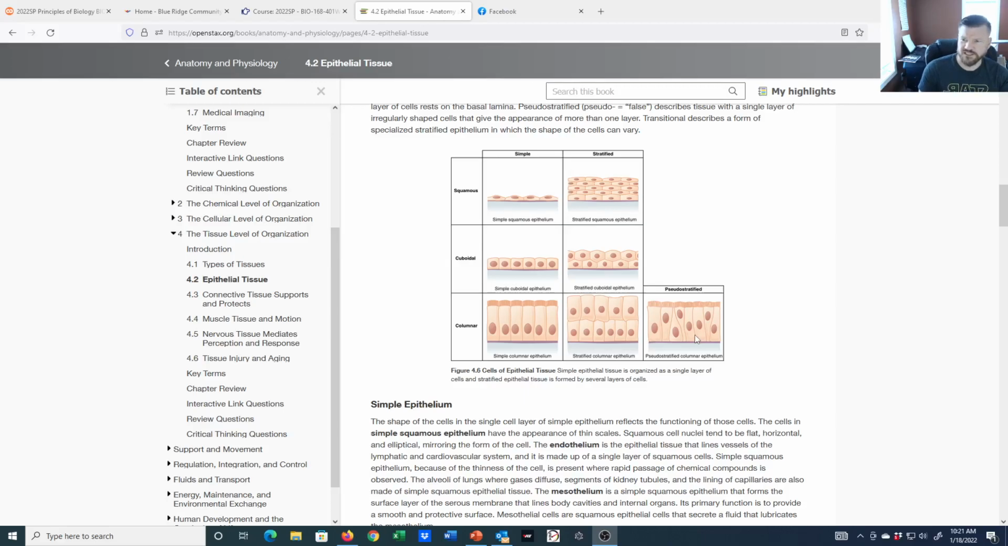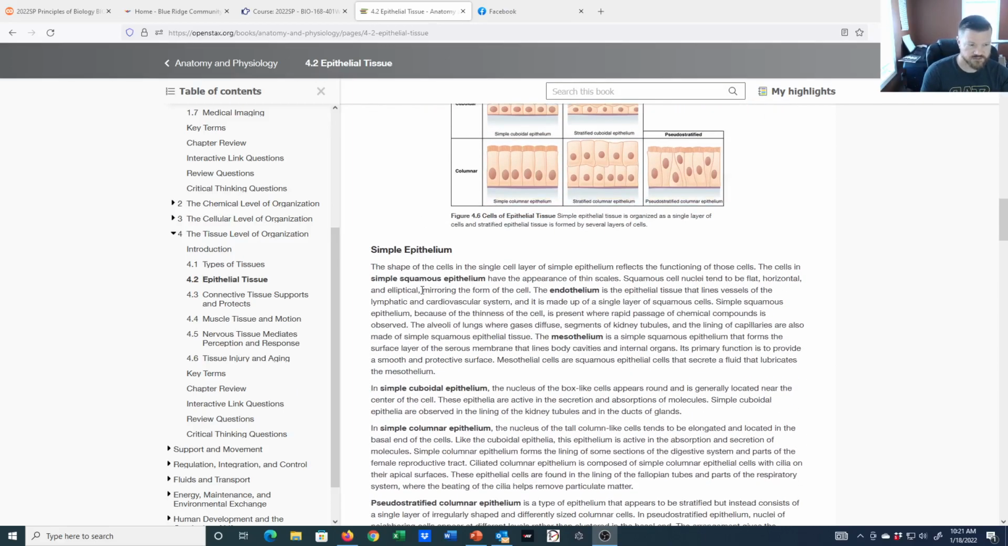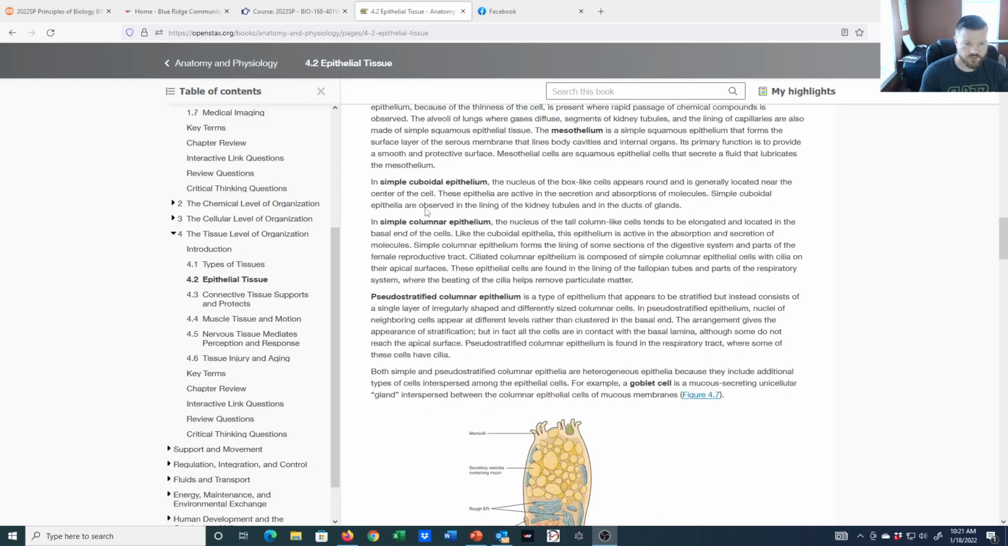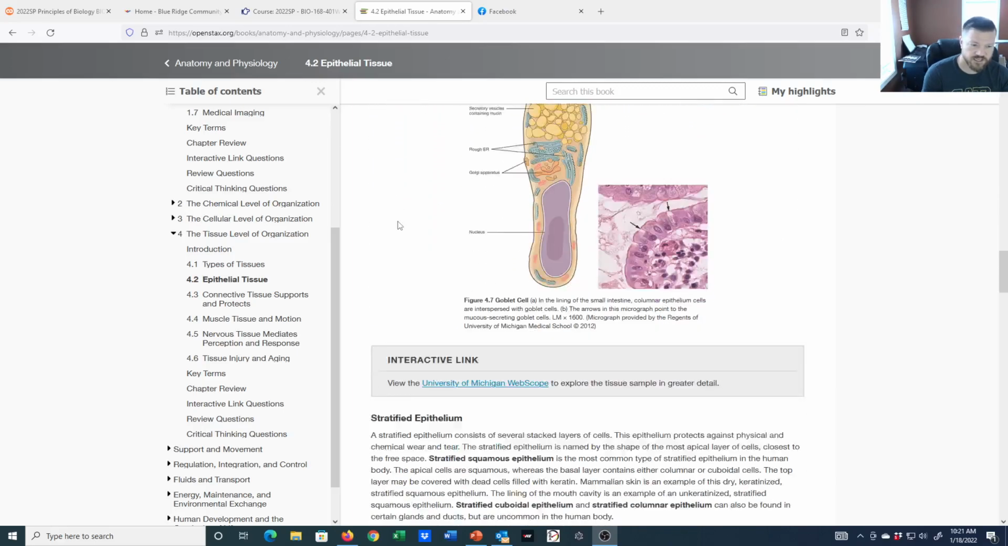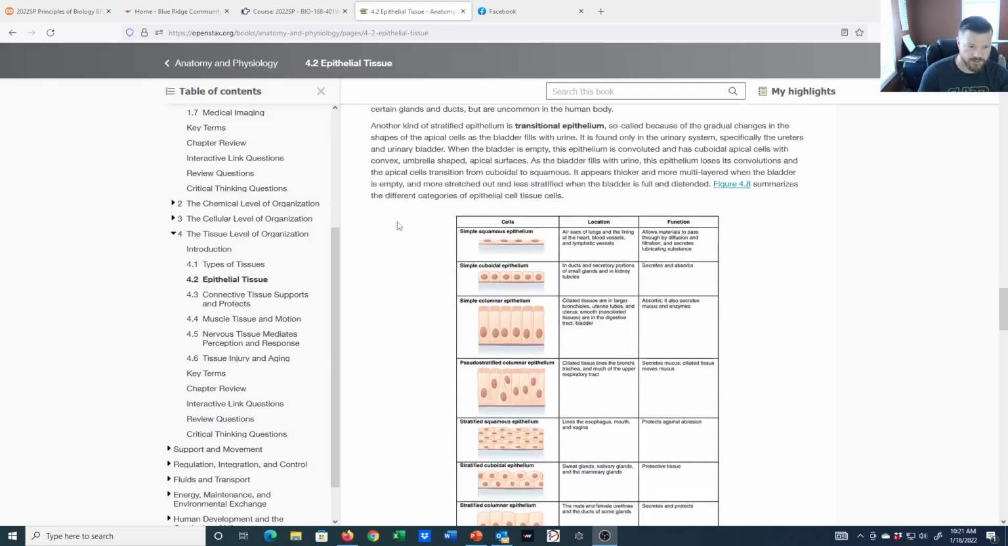Anywhere that you secrete a decent amount of mucus, you'll find oftentimes pseudostratified epithelial cells, because they have a cell type in there called goblet cells that secrete that mucus, right? So your book talks about these: simple cuboidal, simple columnar, pseudostratified, and so on and so forth, right?